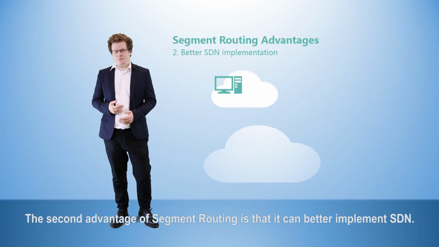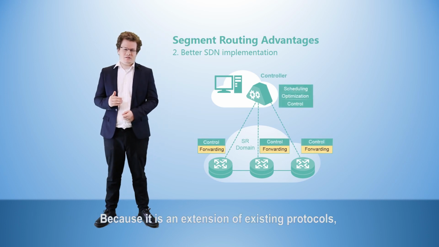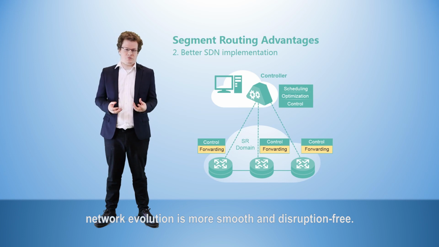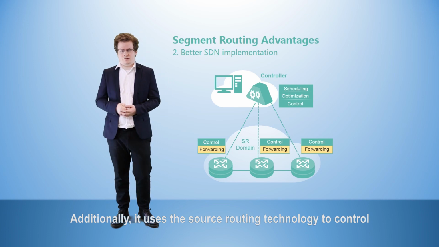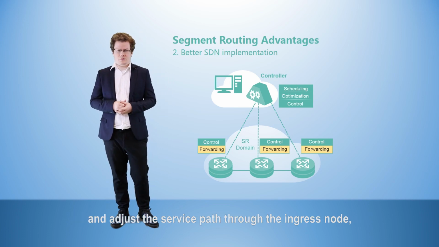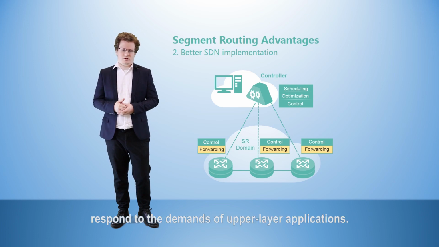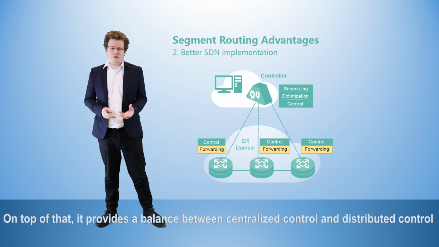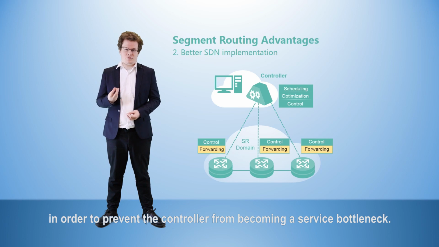The second advantage of segment routing is that it can better implement SDN. Because it is an extension of existing protocols, network evolution is more smooth and disruption-free. Additionally, it uses the source routing technology to control and adjust service paths through the ingress node, enabling the network to more quickly respond to the demands of upper-layer applications. On top of that, it provides a balance between centralized control and distributed control in order to prevent the controller from becoming a service bottleneck.